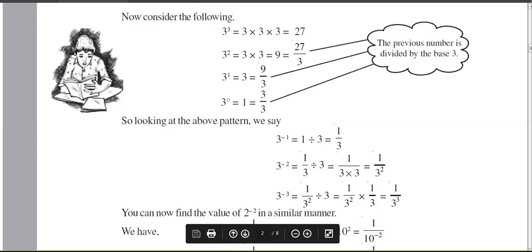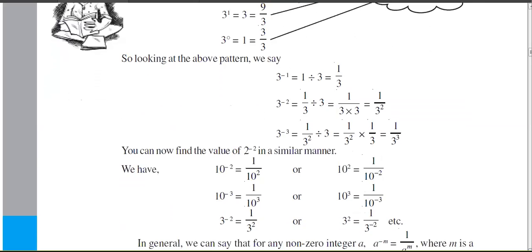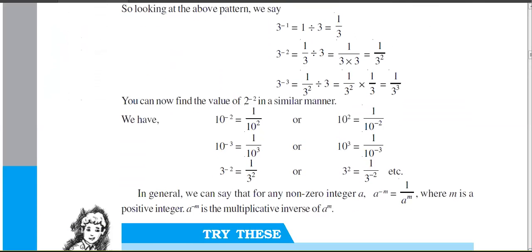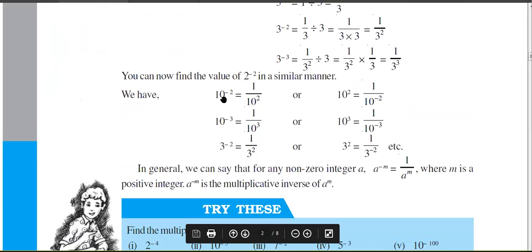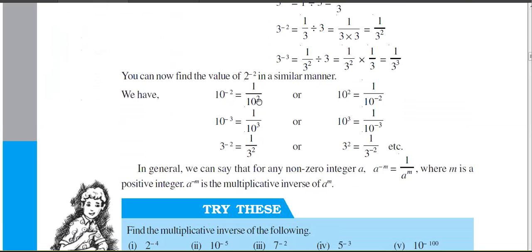Okay. So similarly, you can find the value of 2 raised to the power minus 2 in a similar manner. So we have 10 raised to the power minus 2 equal to 1 by 10 raised to the power 2. So we have all done this.